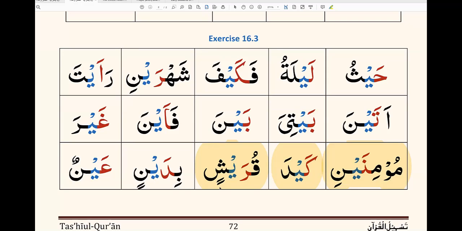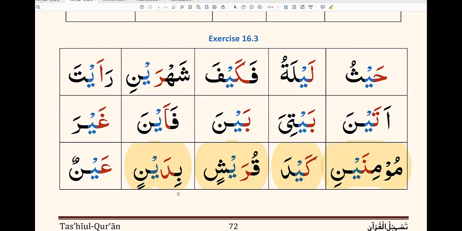Shin. Remember the noon ghunna sound that we speak about, where the air has to come from your nose? Shin. Good. So we're going to try and put that together, okay? Because this is quite a difficult one. There's lots of long words in this line. Quraishin. Beautiful. Very good. Very, very nice.